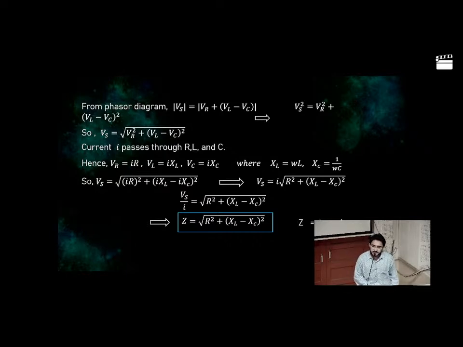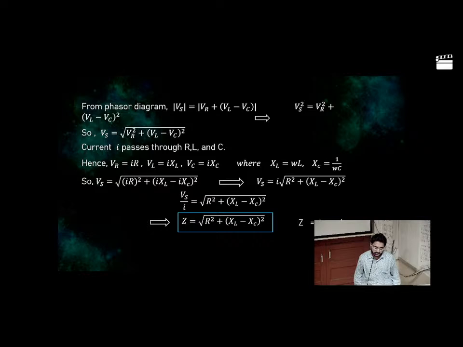Now the same current is passing through the inductor, resistor and capacitor, since it's a series circuit. So VR will be given as IR, VL will be given as I into XL, where XL is the inductive reactance, and VC will be given as I into XC. We have just defined XL equal to omega L and XC equal to 1 by omega C. Putting these values here, we get Vs equal to I times the square root of R squared plus (XL minus XC) squared, and finally you get the value of Z, where Z is defined as the impedance of the circuit, or the effective resistance that the current faces when it's passing through the circuit elements.